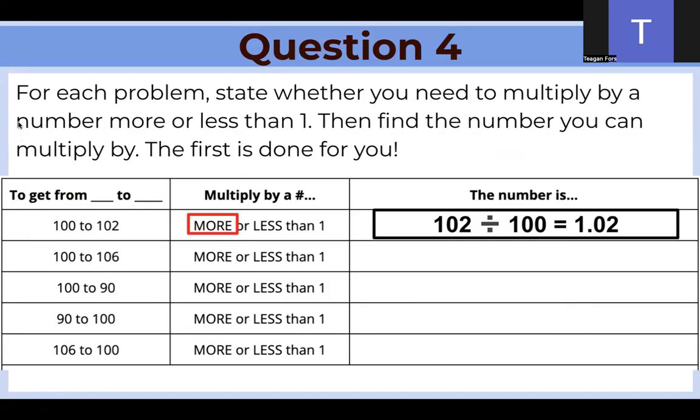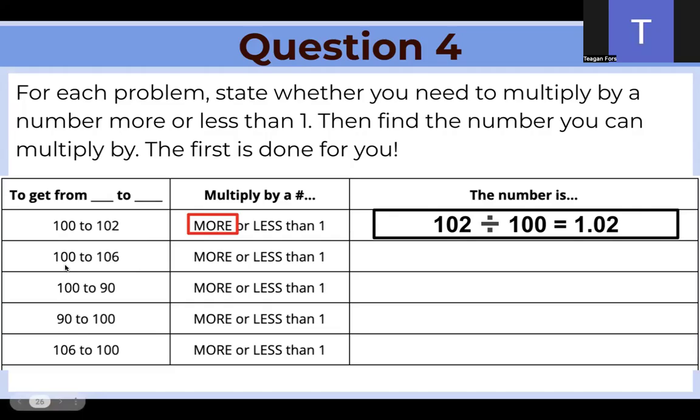So I looked at this 100 to 102, and I know if I'm going from 100 to 102, I need to multiply by a number that is more than 1. And in order to find that number, I take my second number, so I take 102 divided by my first number, 100. And when I do 102 divided by 100, I end up with 1.02. So that is my multiplier, going from 100 to 102. Give the next one a try, and then I will show you the answer.